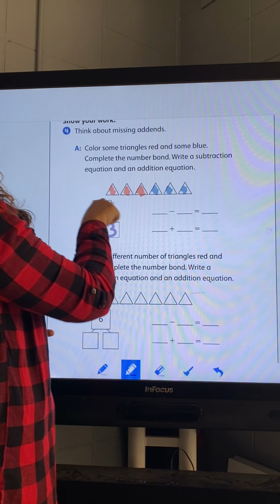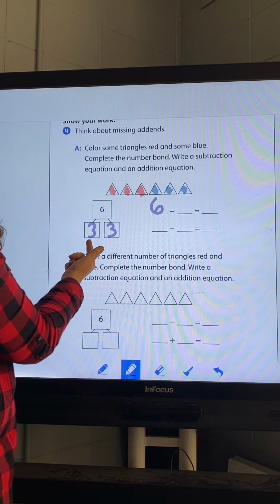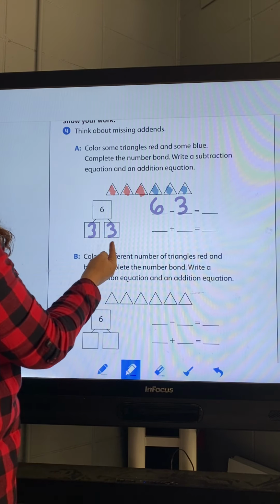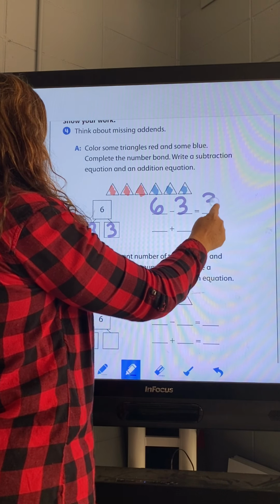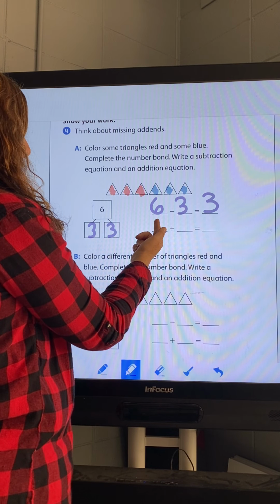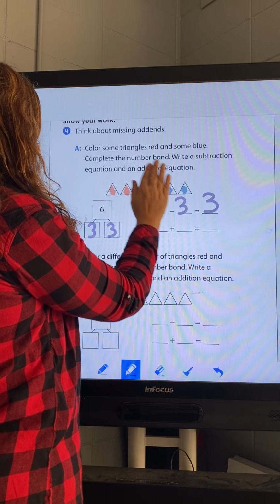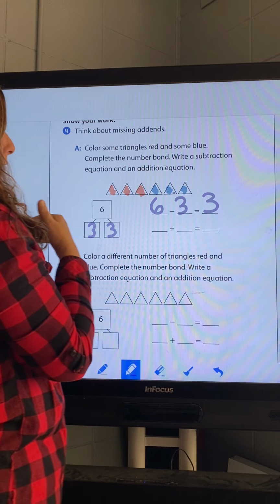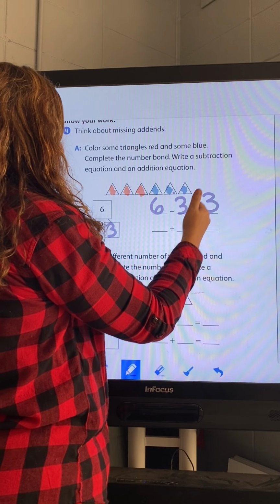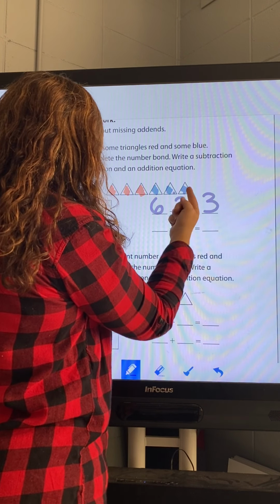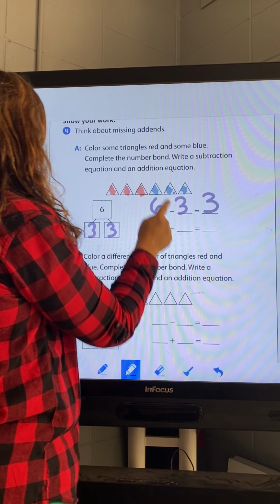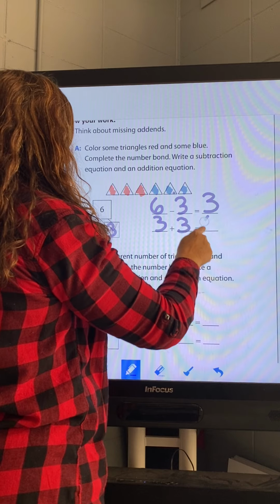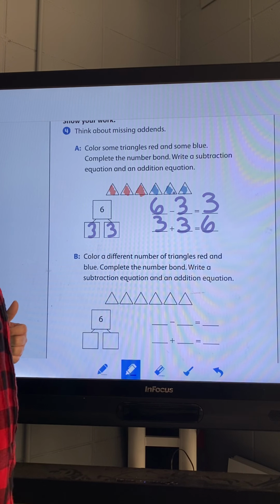Okay, so my equation is going to look like this. My whole number, which is 6, minus one of my parts, which is 3, equals the other part, which is 3. So I'm saying I have 6 triangles all together. I'm taking 3 red triangles away, so I have 3 blue triangles left, right? Okay, so then we also know if 6 minus 3 equals 3, then my 3 blue triangles plus my 3 red triangles must equal altogether 6 triangles, right?